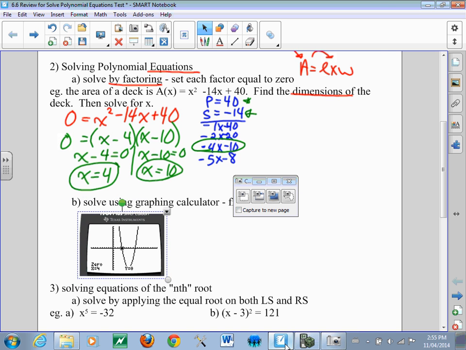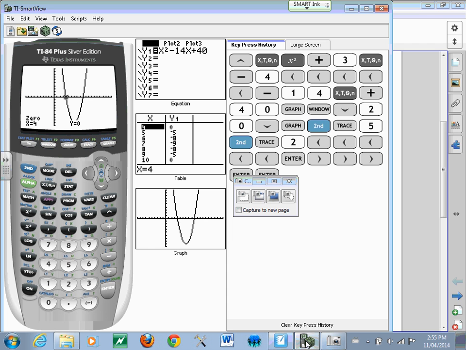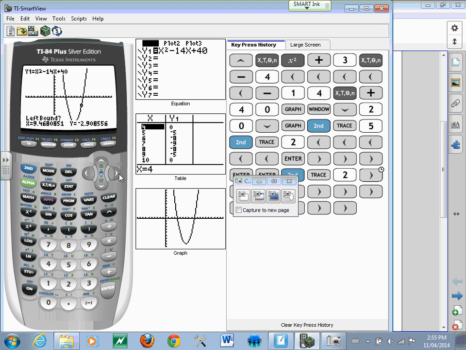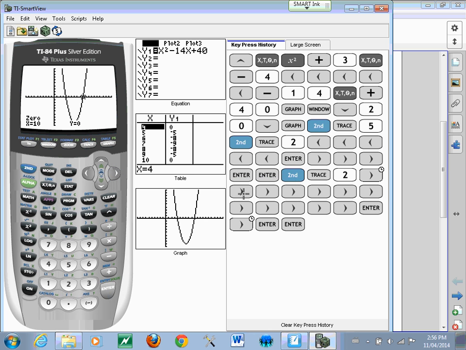Okay, let's do the second one. So we go over again. We go second trace, 0, which is 2. We're going to get the other intercept this time, so I'm going to go all the way past the vertex. So I'm there on the left. Hit enter. Go over to the right. Enter, guess. Okay, and there's my second one. Let me capture that one.